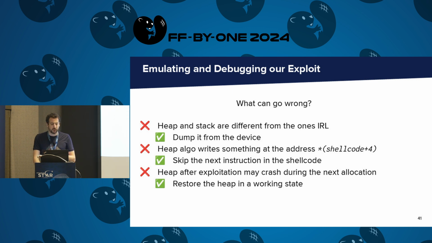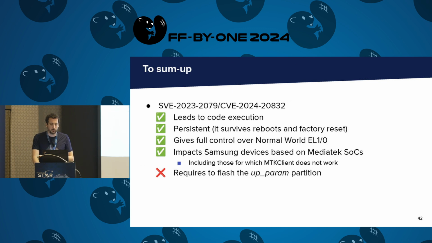So to sum up on this first vulnerability, we have the CVE number you see here, and it leads to code execution in little kernel, and it's persistent. It will survive reboots and factory resets because the partition containing the JPEGs will never be wiped.